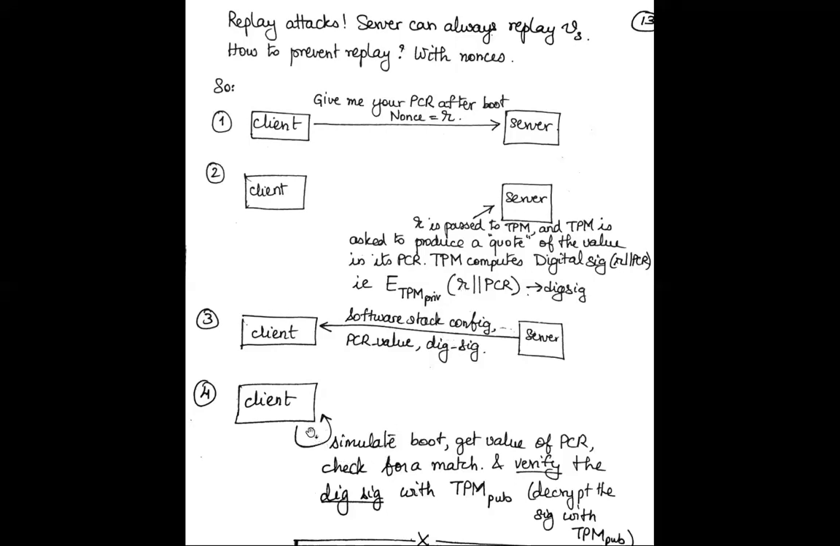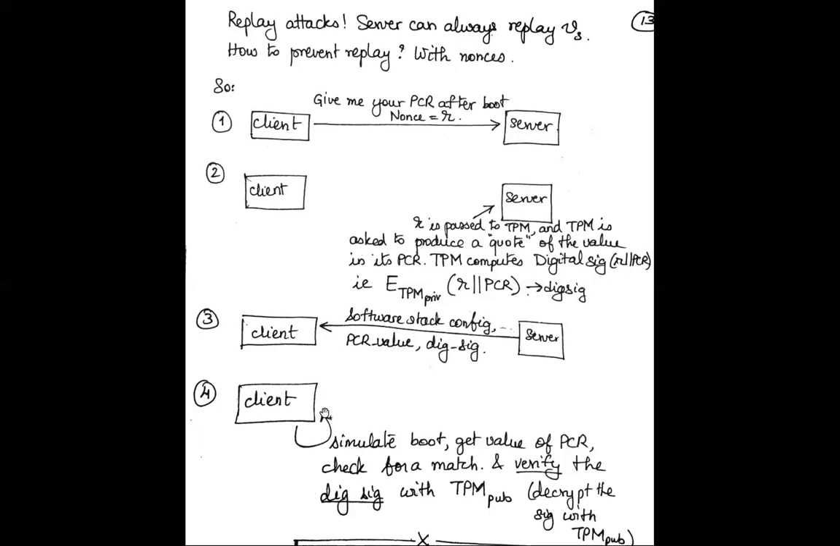So now the client can simulate the boot, get the value of the PCR, and also verify the digital signature for a match. All it has to do is decrypt this digital signature with the TPM's public key and ensure that the corresponding value that has been signed is the R that it gave concatenated with the value of the PCR that it just obtained by simulating the boot.